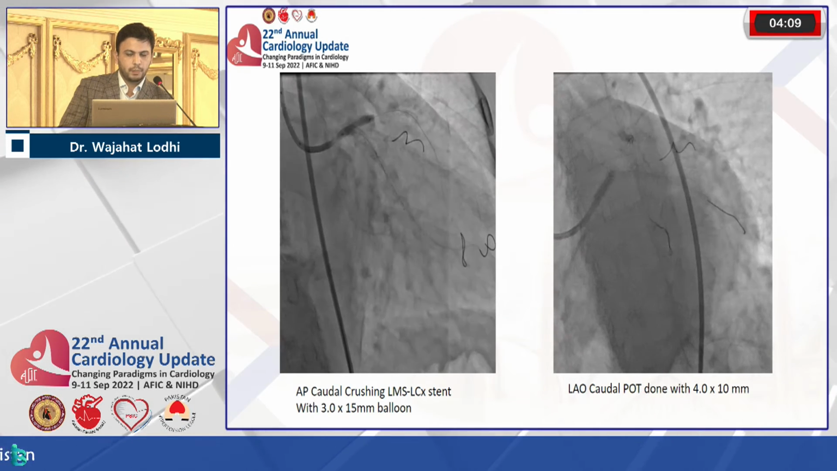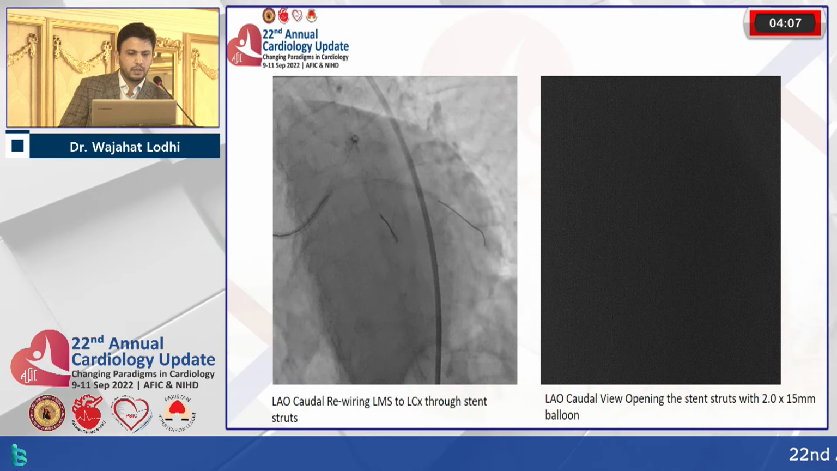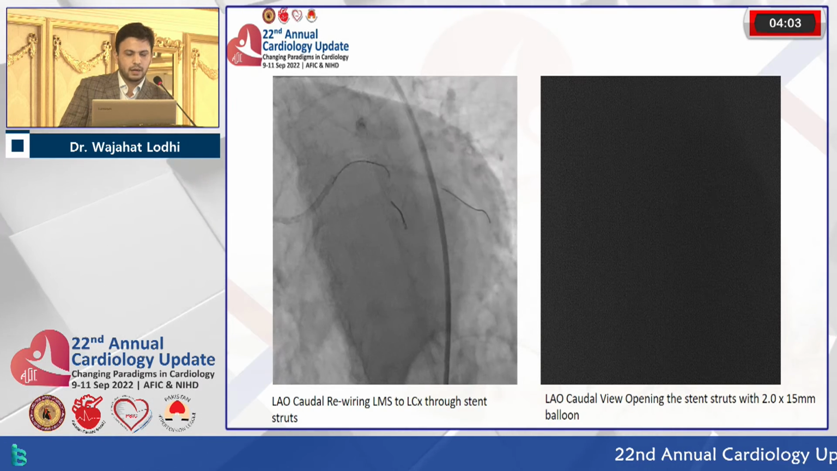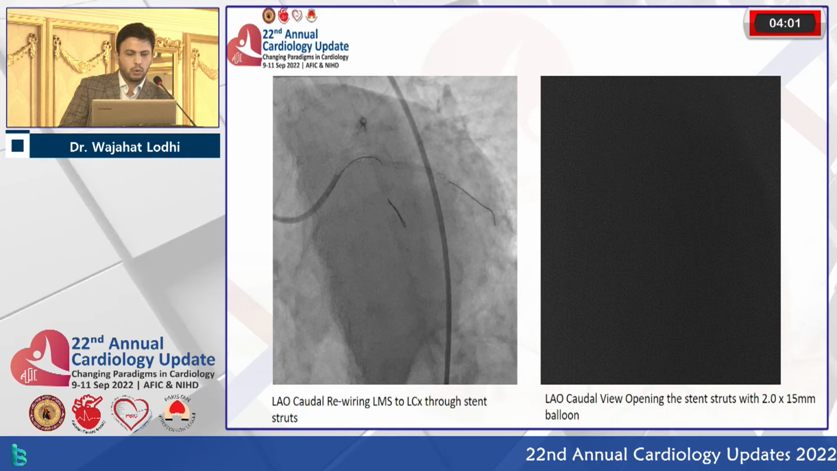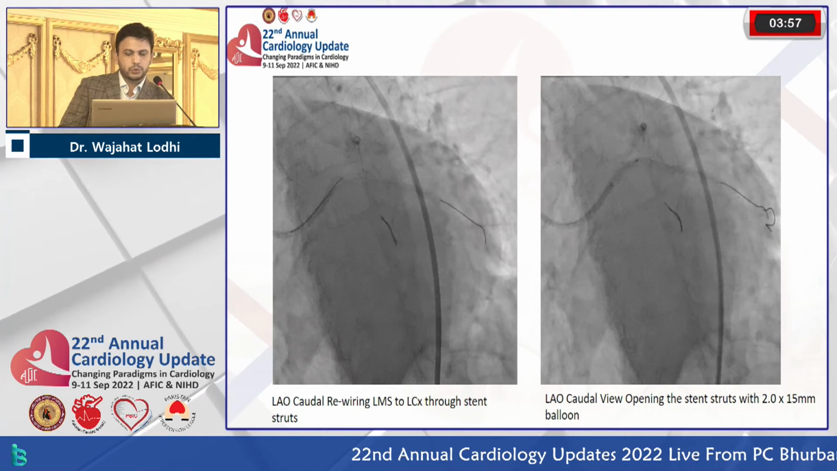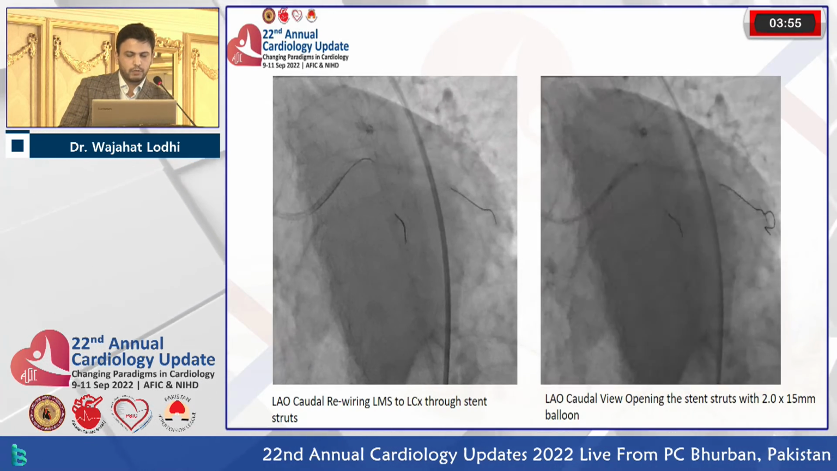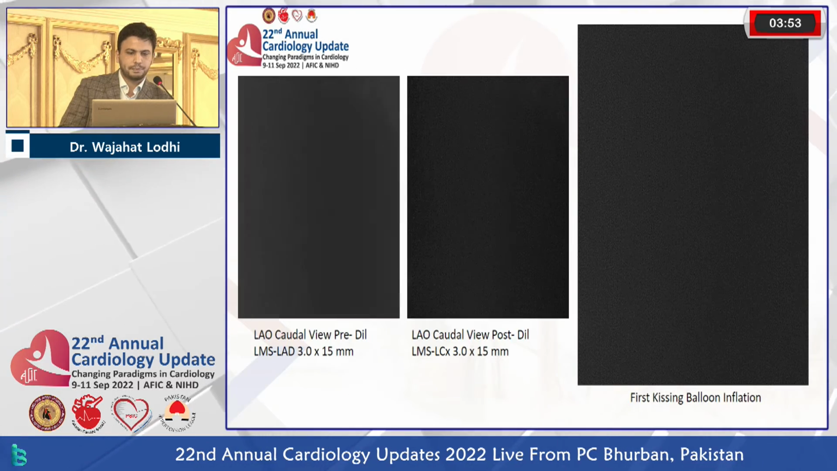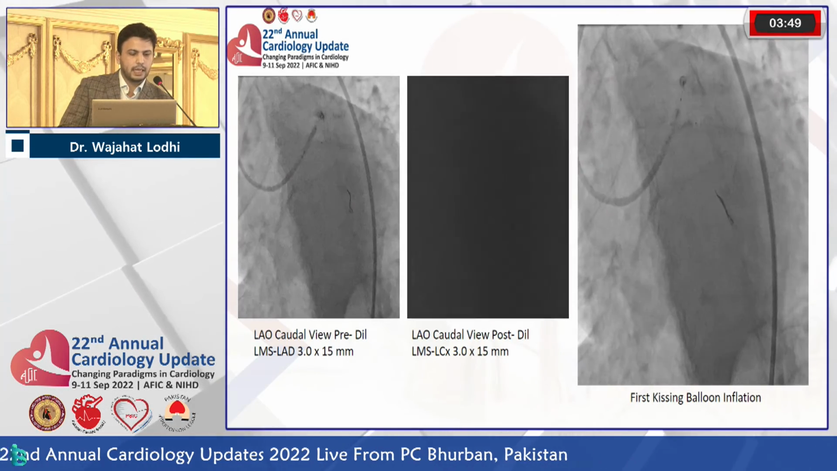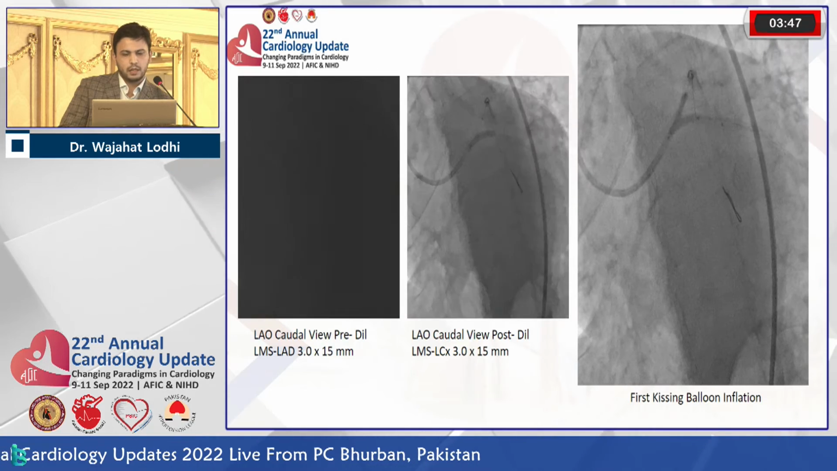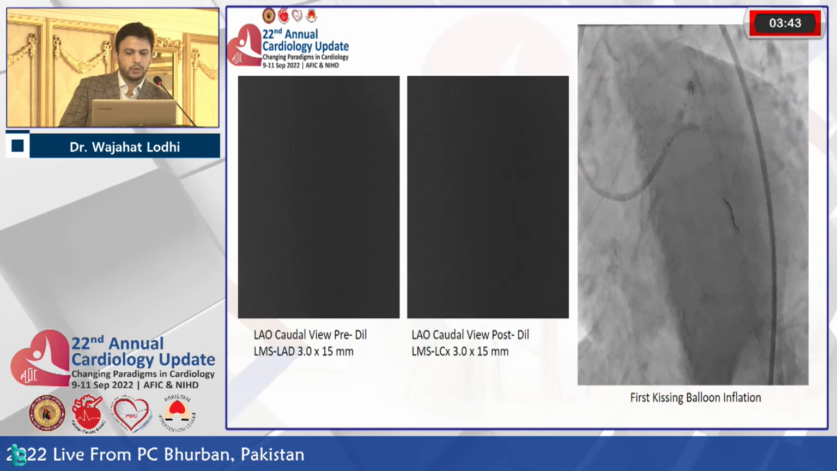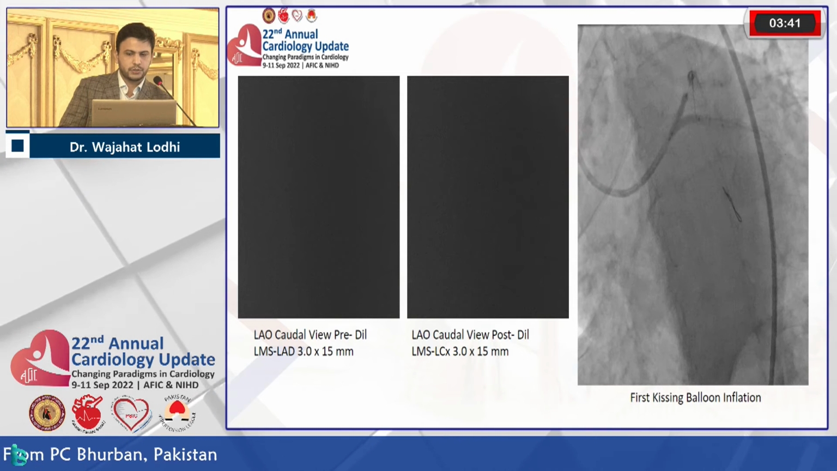Then we proceeded with a POT with a 4 by 10 millimeter balloon. Again, we're rewiring the left main to circumflex as our wire has now been jailed, and we're trying to open the struts at the same time. The LAO caudal view is showing the opening of the struts at this moment with a 2 by 15 millimeter balloon. Again, we're pre-dilating the left main to LAD with a 3 by 15. We're pre-dilating the left main to circ with a 3 by 15, and then we'll do the first kissing balloon inflation.